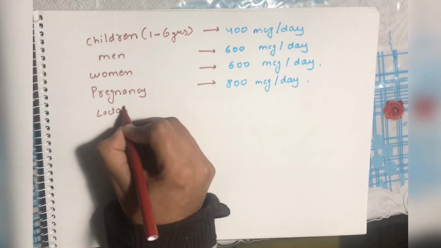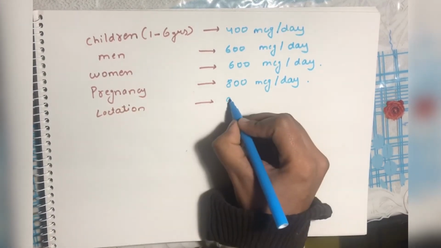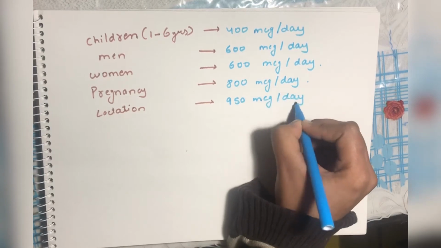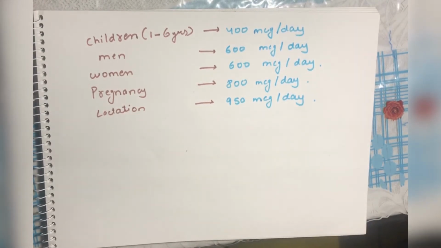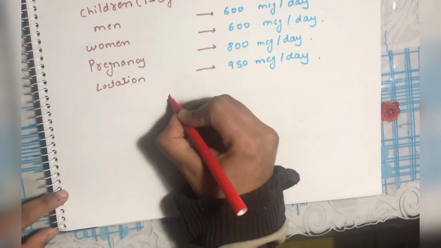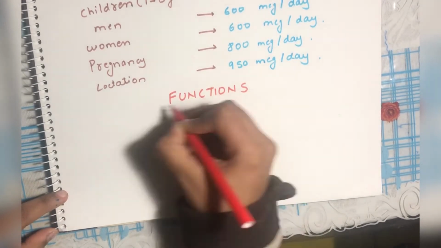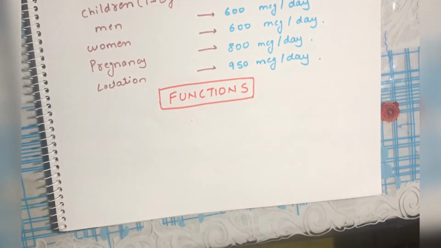And in the lactational period we need the maximum, that is 950 micrograms per day. So let's talk about the functions of vitamin A. Vitamin A has very vital and essential functions in our body.